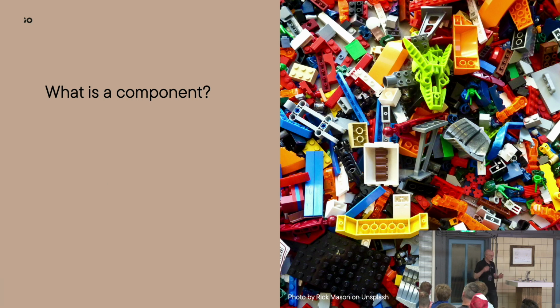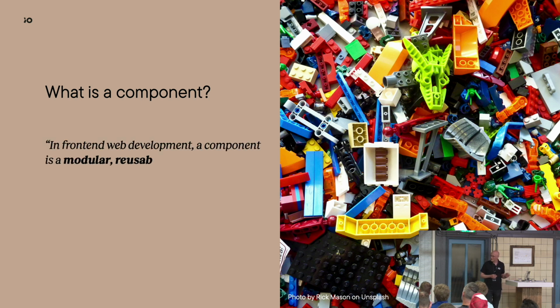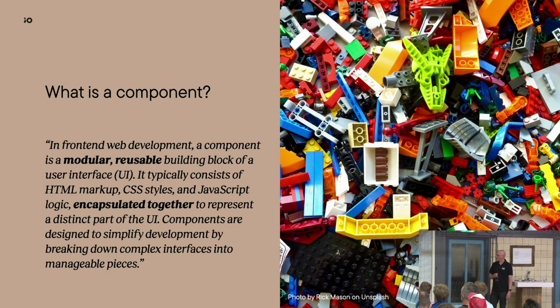You thought this wasn't going to be about AI, right? But I did actually sneak some in. I'm a great fan of Perplexity, and I asked it, what's a component? And it told me, in front-end web development, a component is a modular, reusable building block of a user interface. It typically consists of HTML markup, CSS styles, and JavaScript logic, encapsulated together to represent a distinct part of the UI. Components are designed to simplify development by breaking down complex interfaces into manageable pieces. Okay, so that's a lot. I highlighted the important parts.